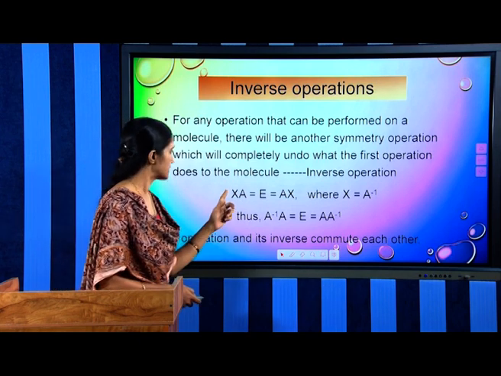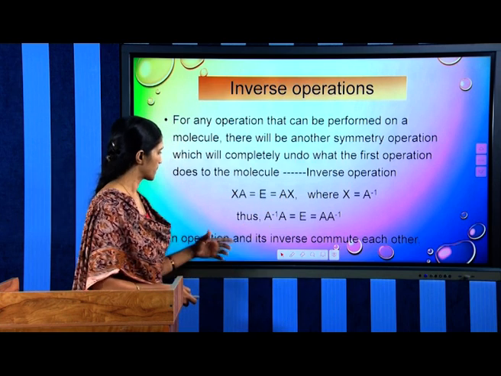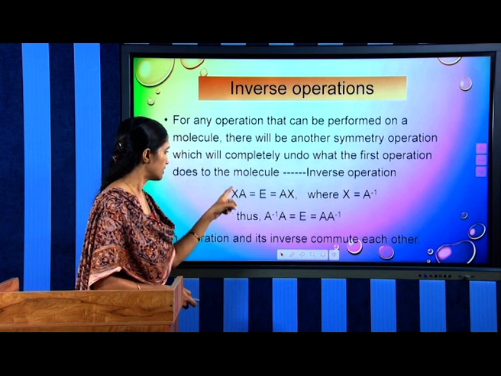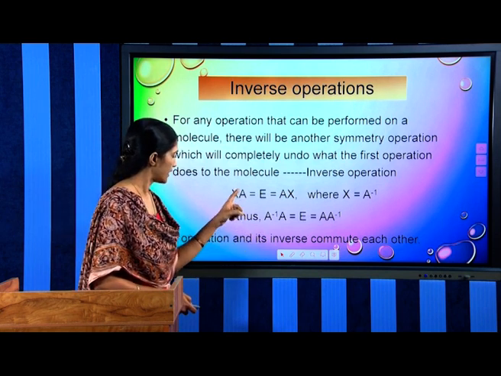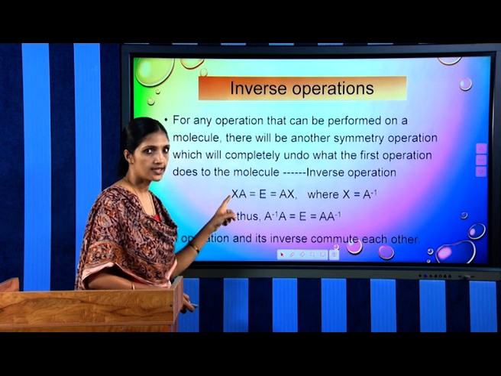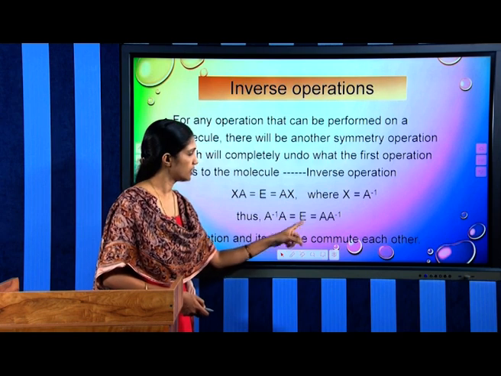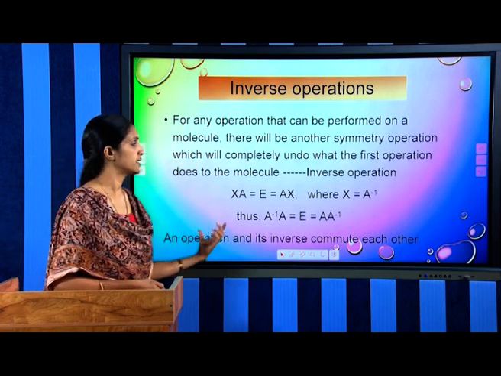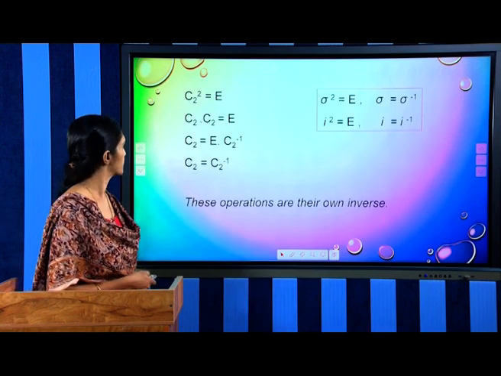Okay. So, XA equal to E is equal to AX. Thus, here we can substitute A inverse in the place of X, because A inverse is X. So, A inverse A is equal to E is equal to A A inverse. Okay. So, an operation and its inverse always commute with each other.